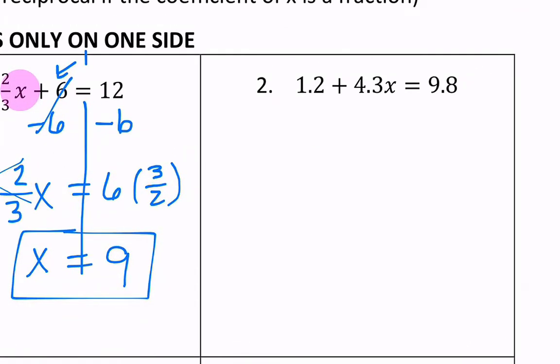Moving on. All right, cool. There are no parentheses, so we don't have to worry about that. There are no like terms, so we don't have to worry about that either. So I'm going to draw my line down on my equal sign. I look at my x. We're trying to get x by itself.